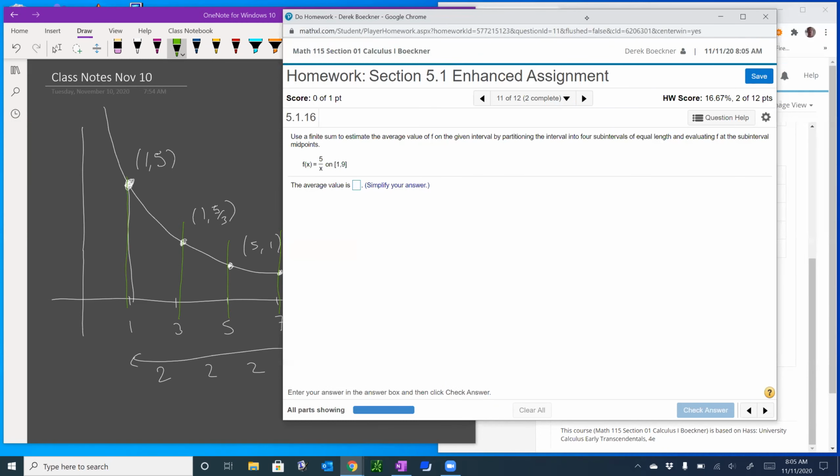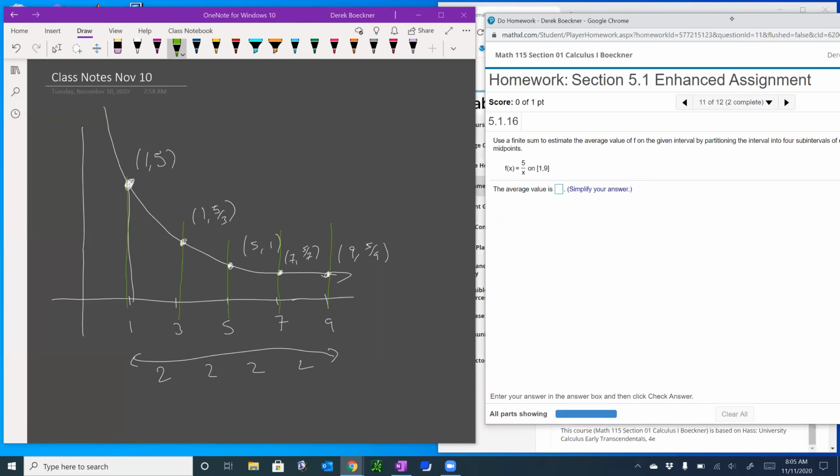It says we've got the 4 subintervals of equal length. That's good. We're going to evaluate the subintervals at the midpoints. So the heights of our triangles, or sorry, the heights of our rectangles, are going to be given by what happens in the middle here, which I don't have labeled. So we'll have to do something else for that. So this is at 2, 4, 6, and 8.